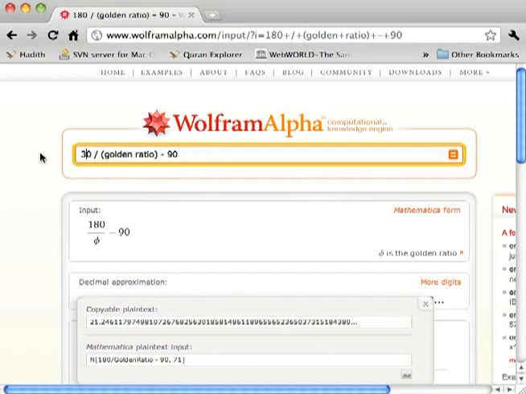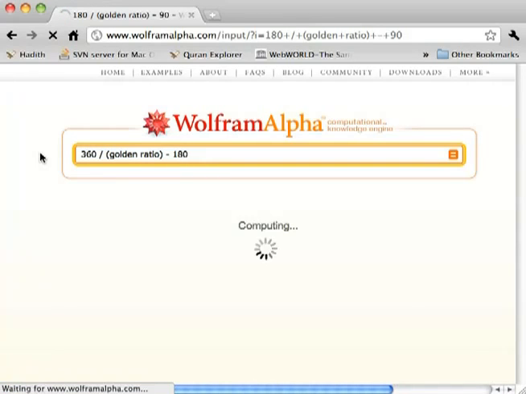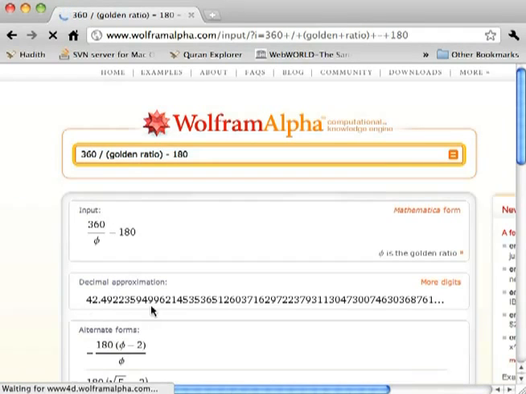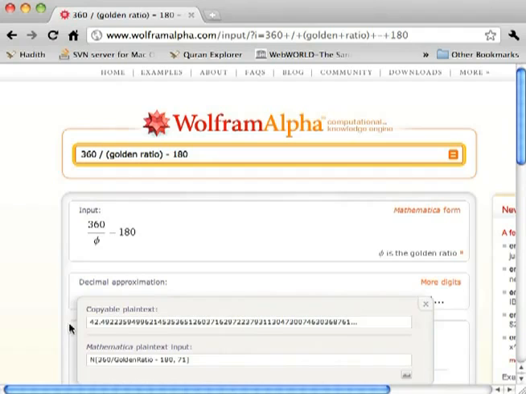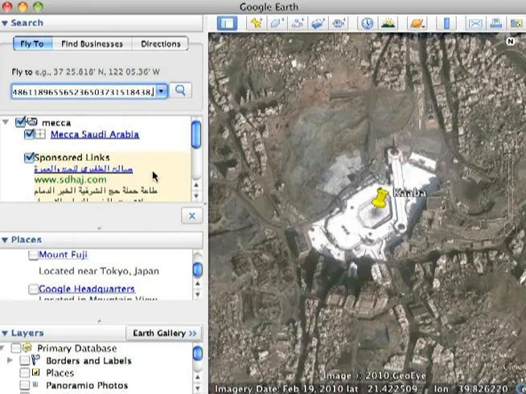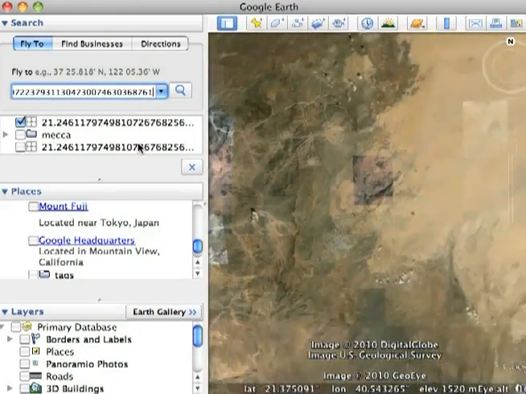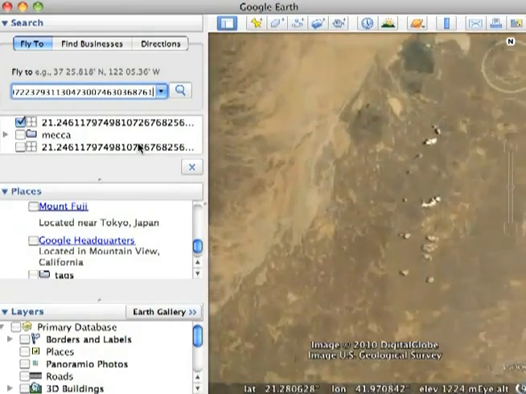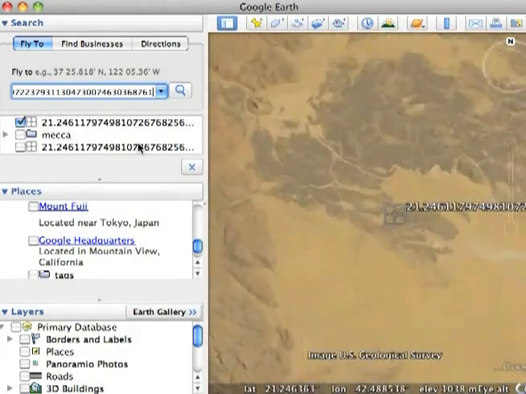The longitude has 360 degrees and the scale is minus 180 to 180, so we have to take 180 off that. And there you see the longitude, which I will now copy and paste that into Google Earth, and off we go. You are now about to see the most holy place on Earth.